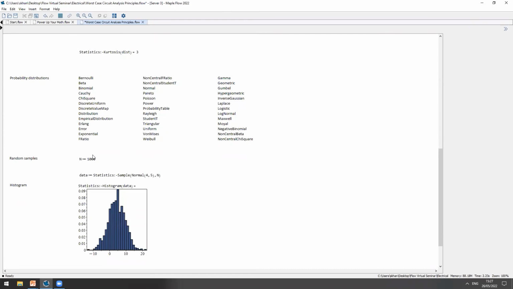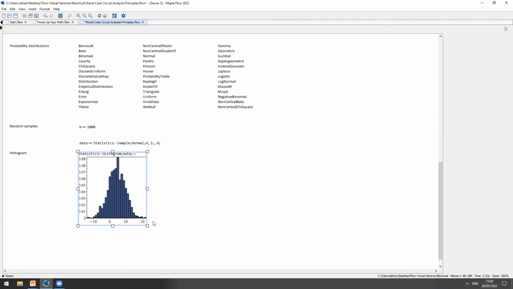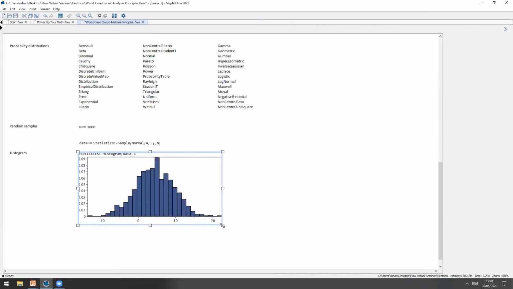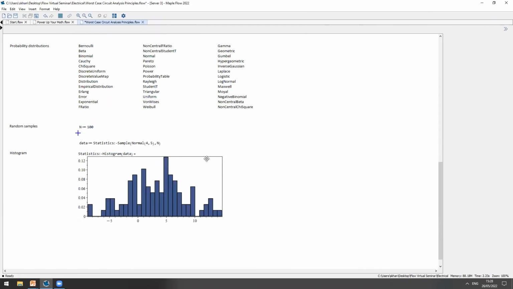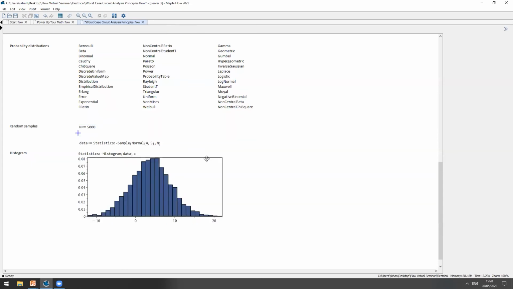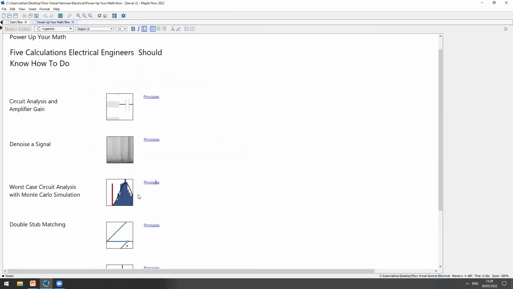So here I'm going to generate 1,000 samples for a normal distribution with a mean and a standard deviation of 4 and 5. And here's a histogram of the resulting sample data. If I change n to 100, the histogram is a lot coarser. If I change n to 5,000, the histogram is much smoother. So let's use those techniques for Monte Carlo simulation for some worst case circuit analysis.